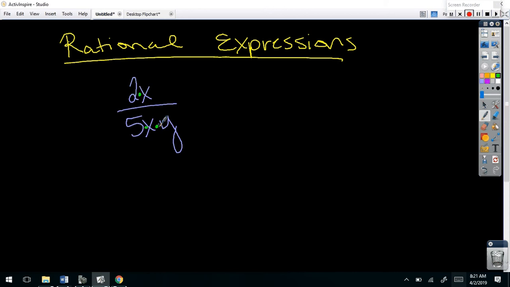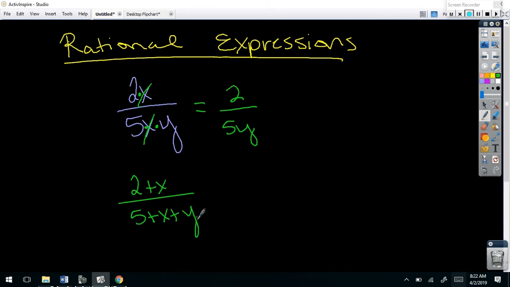You can simplify the x. I see people doing this. Yes, the x's cancel out. You can slash them out, right? Because as long as I'm multiplying, they cancel. Now understand, if this was 2 plus x over 5 plus x plus y, they do not cancel, right? It's only when you're multiplying that they cancel.